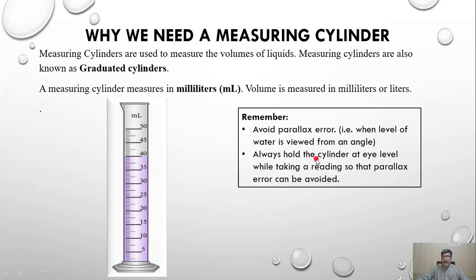So always hold the cylinder at eye level. There must be a line of sight when you are measuring the reading using a measuring cylinder, so that parallax error can be avoided.